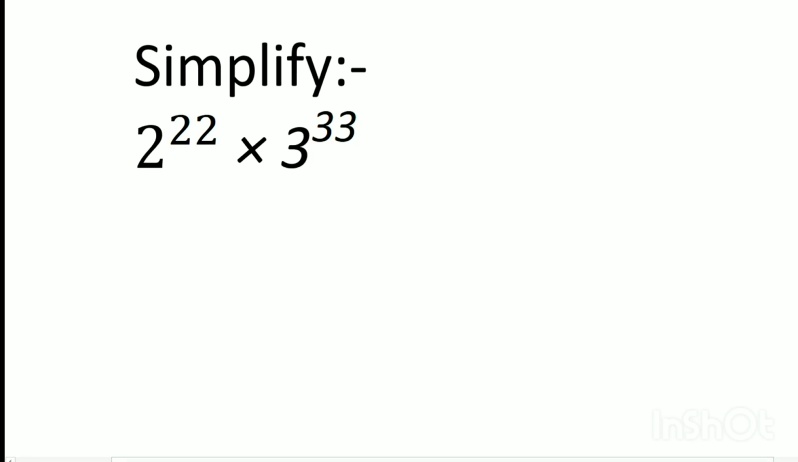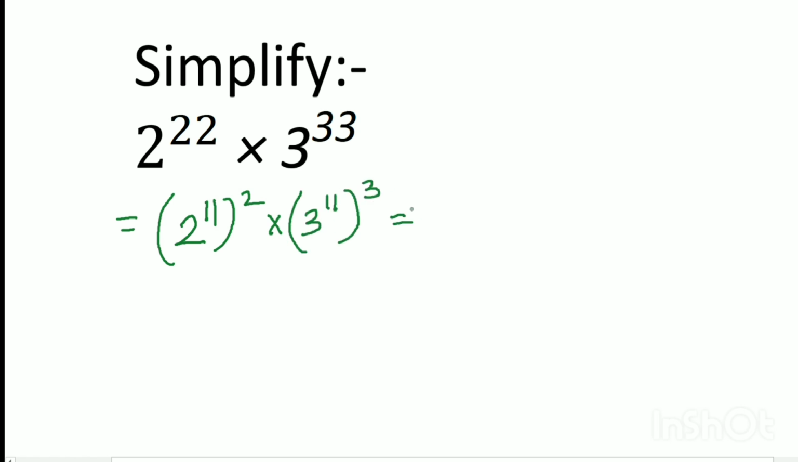Today's discussion is an Olympiad question: simplify 2 to the power 22 times 3 to the power 33. So I can write this expression in this way: 2 to the power 2 into 11, times 3 to the power 3 into 11, since 33 means 3 into 11. So it can be written as (2 squared) to the power 11 times (3 cubed) to the power 11.